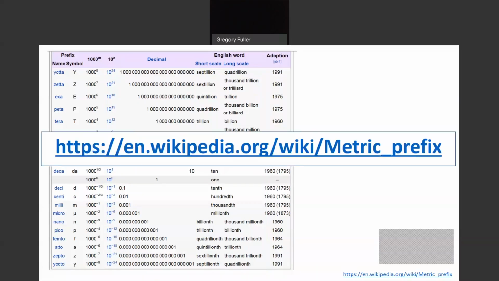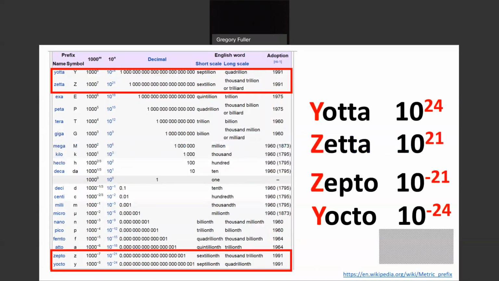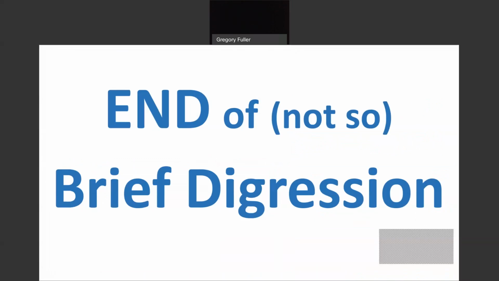Moving on. Wikipedia. All right, I just thought this was kind of cool symmetry. Look at the Y and Z for going big, zetta, yotta, and for going small, zepto, yocto. There's some cosmic symmetry to that, don't you think? All right, end of the not so brief digression.